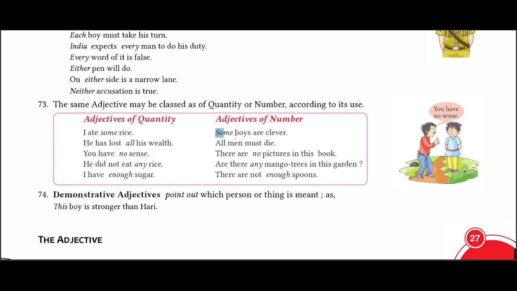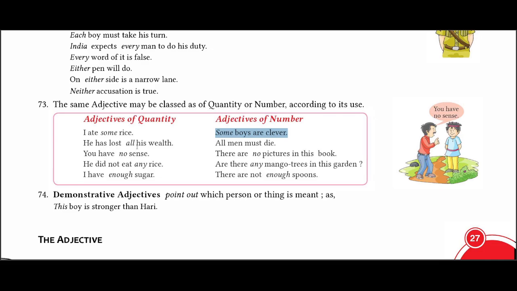Now read this statement. Some boys are clever. Boys is a countable noun, and some is telling the number of the boys. So in this statement, some is being used as an adjective of number. Same adjective. In one sentence, it is an adjective of quantity. In the other sentence, it is an adjective of number. So this is quite possible for an adjective to be used as an adjective of quantity and an adjective of number. It depends upon the context in which it is used.